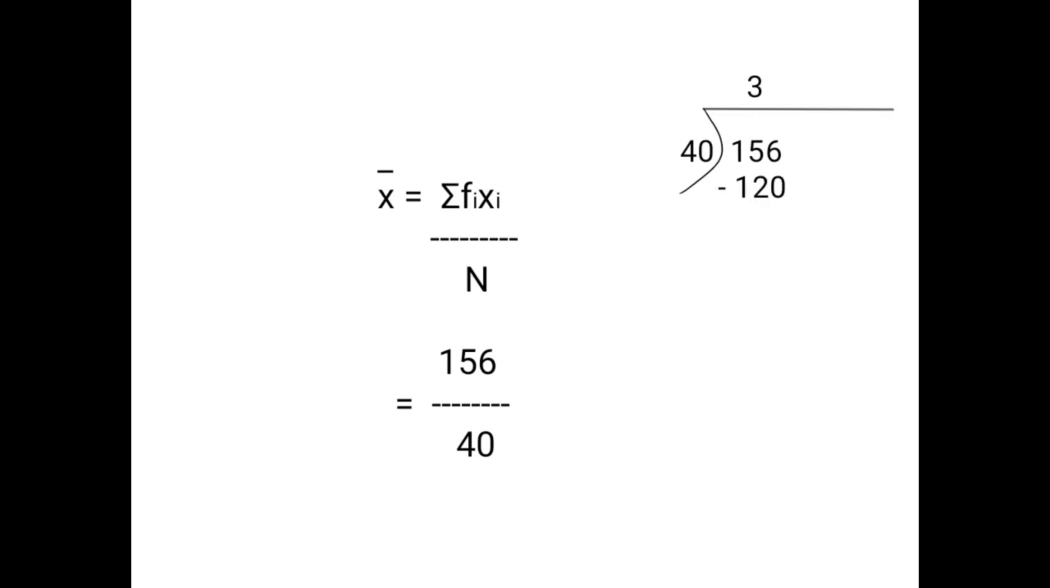4 threes are 12, so 4 times 3 is 120 after the decimal shift. Subtract the numbers: 156 minus 120, the answer is 36. You have to take a decimal point and 0. Put the decimal point in the quotient place. 0 you have to bring it down. 9 fours are 360. 360 minus 360, the answer is 0. After dividing 156 by 40, the answer is 3.9.